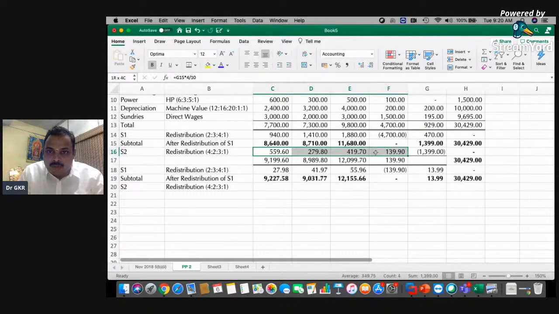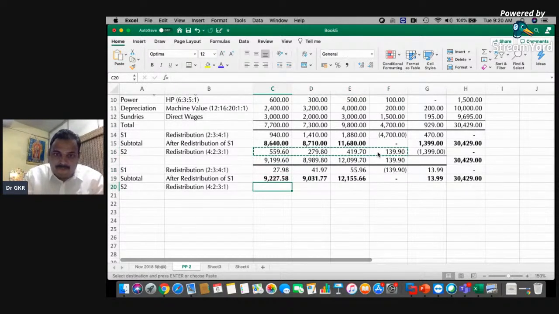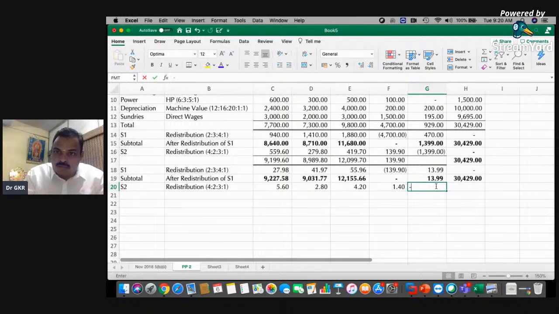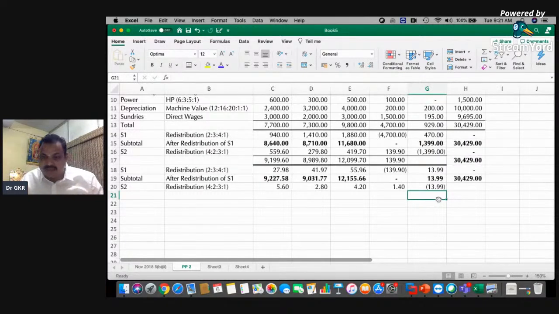Okay. So, the same. So, it will be 5.66. So, this will be negative. Now, this is gone. So, now you have another 1 rupee 40 paisa to be distributed again. Okay. Again, 1 rupee 40 paisa has to be redistributed.